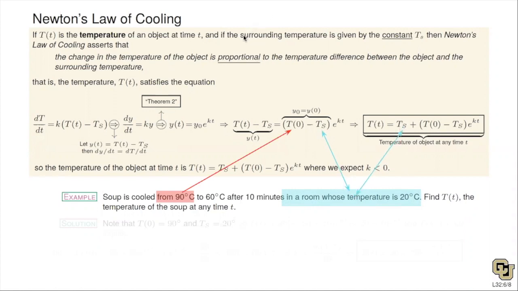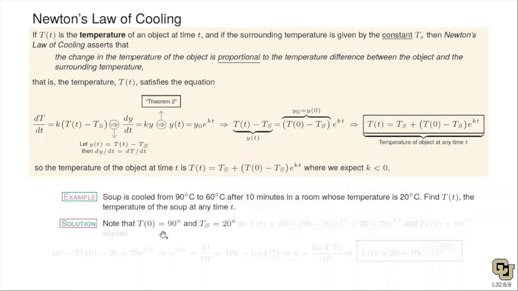The only piece of information we don't know is k. But luckily, they give us one more piece of information. They tell us after 10 minutes, the temperature is 60 degrees. So here, we should be able to do the algebra and find everything. So here's the temperature function. I said the initial temperature of the object, which is the soup, is 90 degrees. The surrounding temperature is 20. And so I'm just plugging everything into this formula right here: 20 plus (90 minus 20) e to the kt.